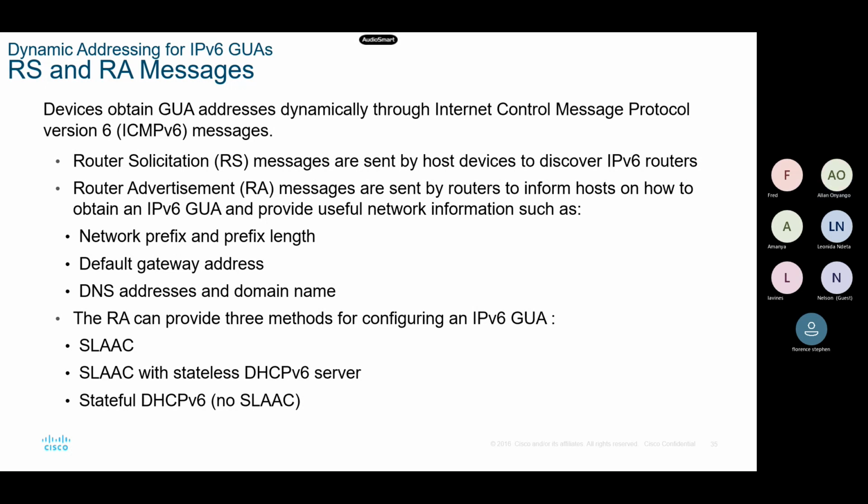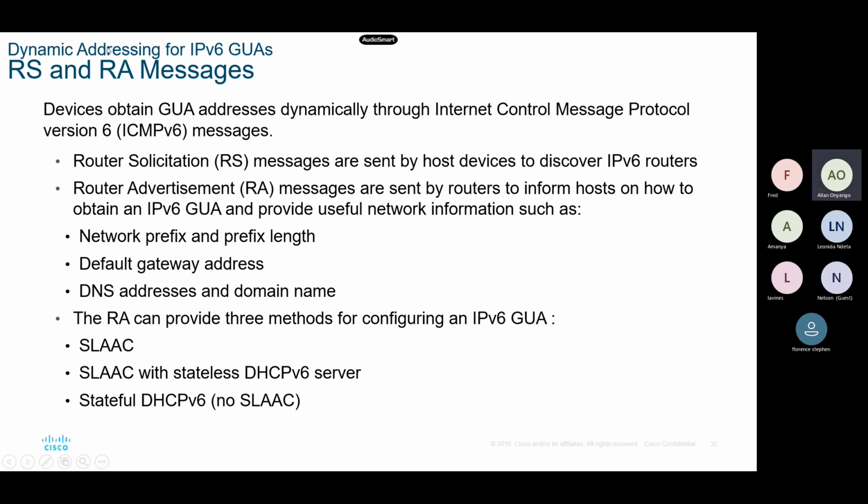Now, the RA provides three methods of configuring an IPv6 GUA address. The RA is very important because it provides three methods. And today, we learn those three methods. And I tell you my first parable today. Like I had mentioned to you guys, I use parables a lot for teaching. And people find them very easy for learning. I hope you are also going to find my parables helpful for your learning.